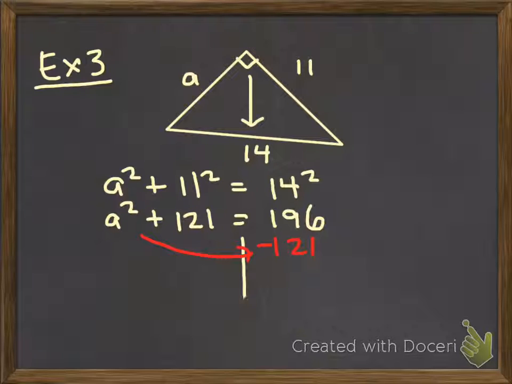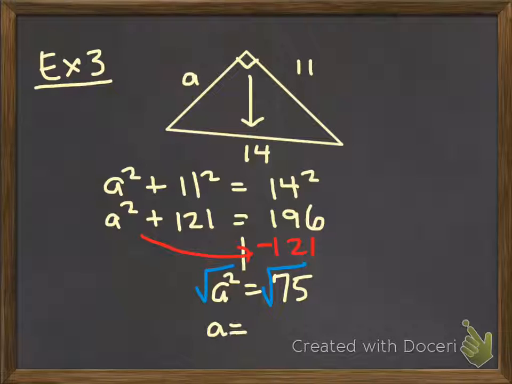We get a squared equals 75. Now we take the square root of both sides, and we get the answer a equals the square root of 75, but rounded to the nearest thousandths, that's approximately 8.660.